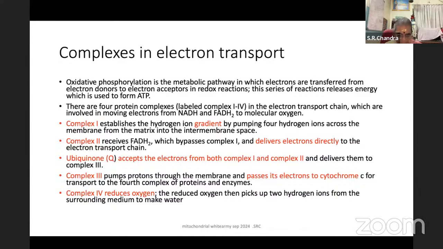Then you have complex 3, which pumps protons through the membrane and passes its electron to cytochrome C for transport to the 4th complex of the protein and enzymes. Complex 4 reduces oxygen. The reduced oxygen then picks up 2 hydrogen ions from the surrounding medium and makes water.